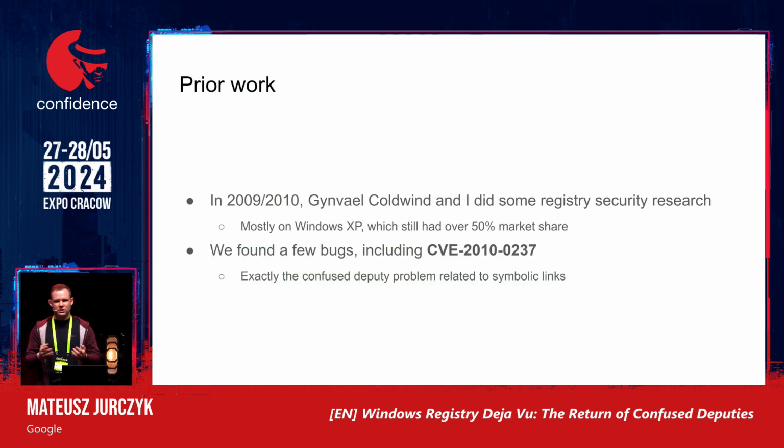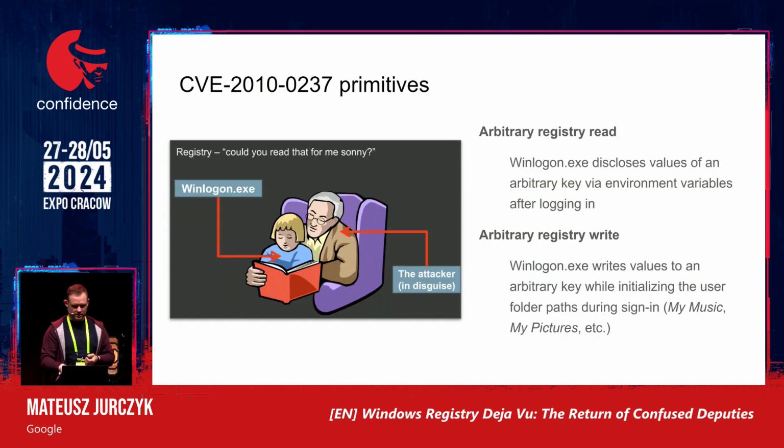So, just going a little back in history, in 2009 and 10, Gynvael Coldwind and I did some security research. We did it mostly in Windows XP because I guess it was easier, and there was also still over 50% market share of Windows XP at the time. And we found a few bugs, including CVE-2010-0237, which was exactly the kind of confused deputy problem related to symbolic links, with the confused deputy basically being the winlogon process.